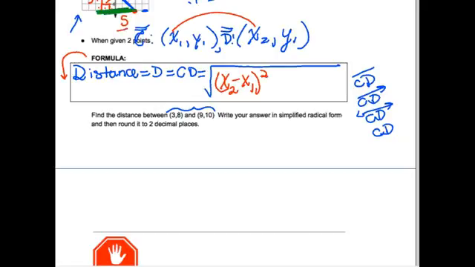That's really what I did though. I figured out how many boxes are there. They were 5 apart, and I squared it. And then I added to it how far apart were the y's. But really, if I can't see the graph to figure out how far apart they are, I subtract them. And a squared plus b squared equals c squared.